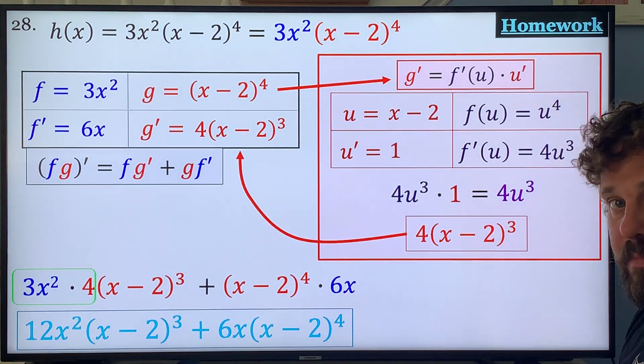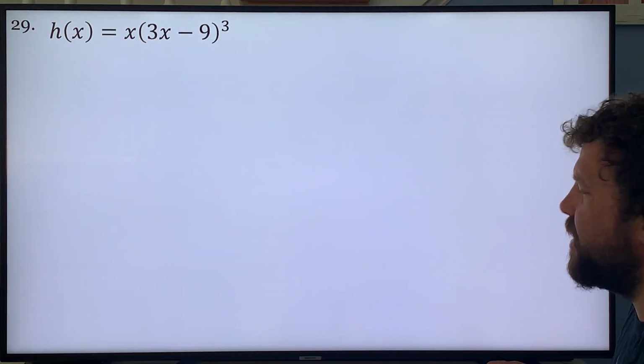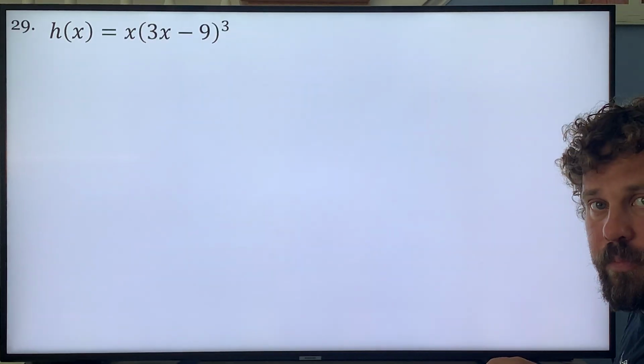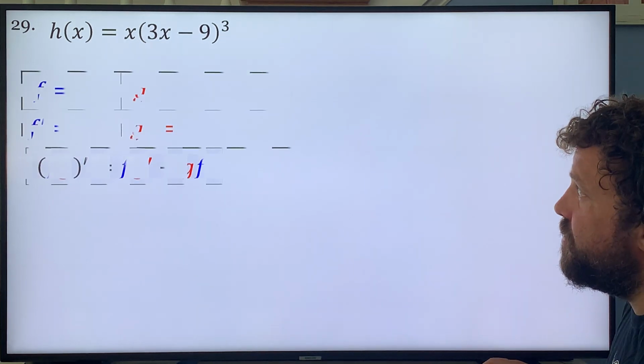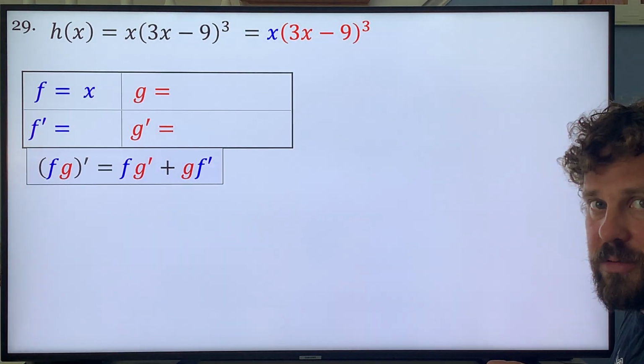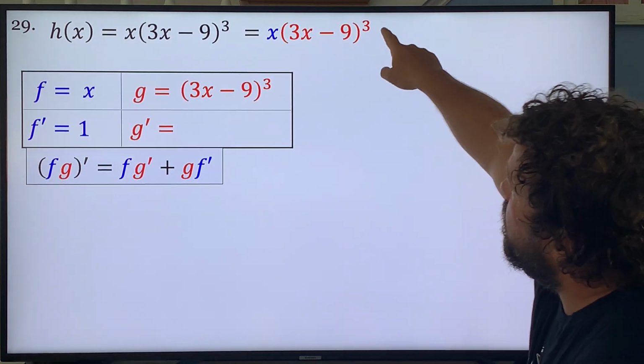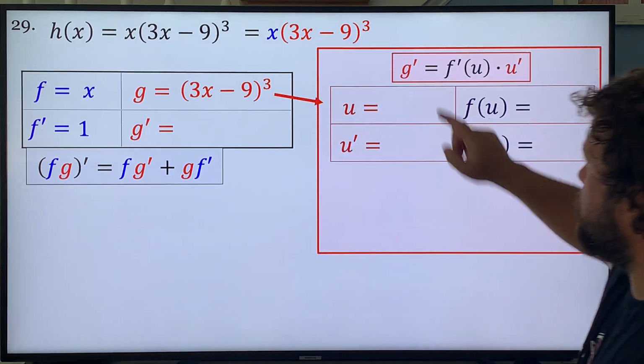Got the hang of it yet? Should we switch things up on you yet? I'll give you one more. Go. All right, let's see how you did. F is x. F prime is 1. G is 3x minus 9 to the 3rd power. Cubed means chain rule.